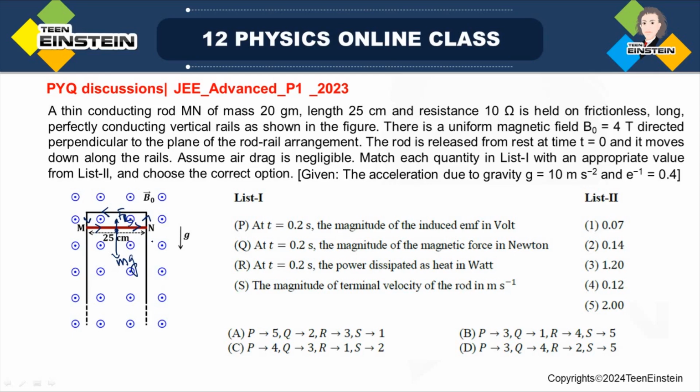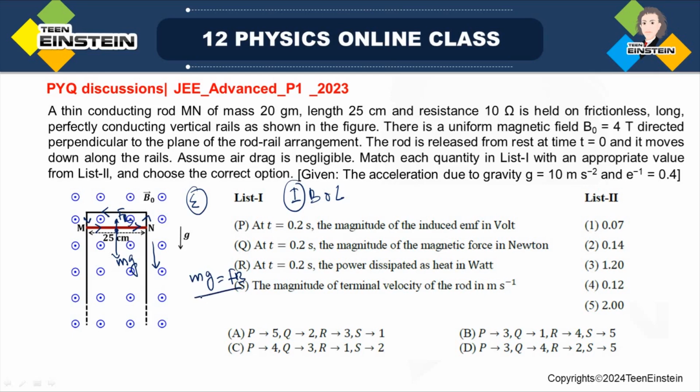So the rod will actually come down. As it is coming down, the EMF will also be increasing, as the effective area or the effective flux change will be more and more. Therefore the magnetic force will also be more, because the magnetic force on this MN conductor will be IB0L. So this will increase when EMF increases. And there will be a time when eventually mg will be exactly equal to the magnetic force.